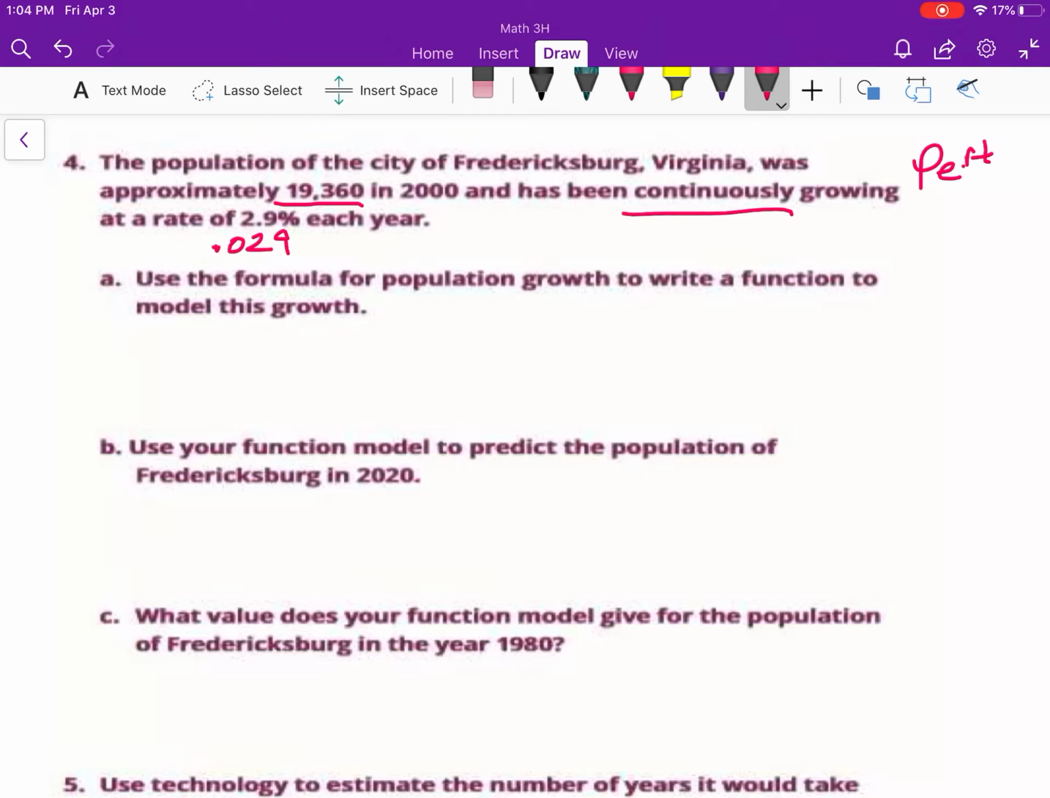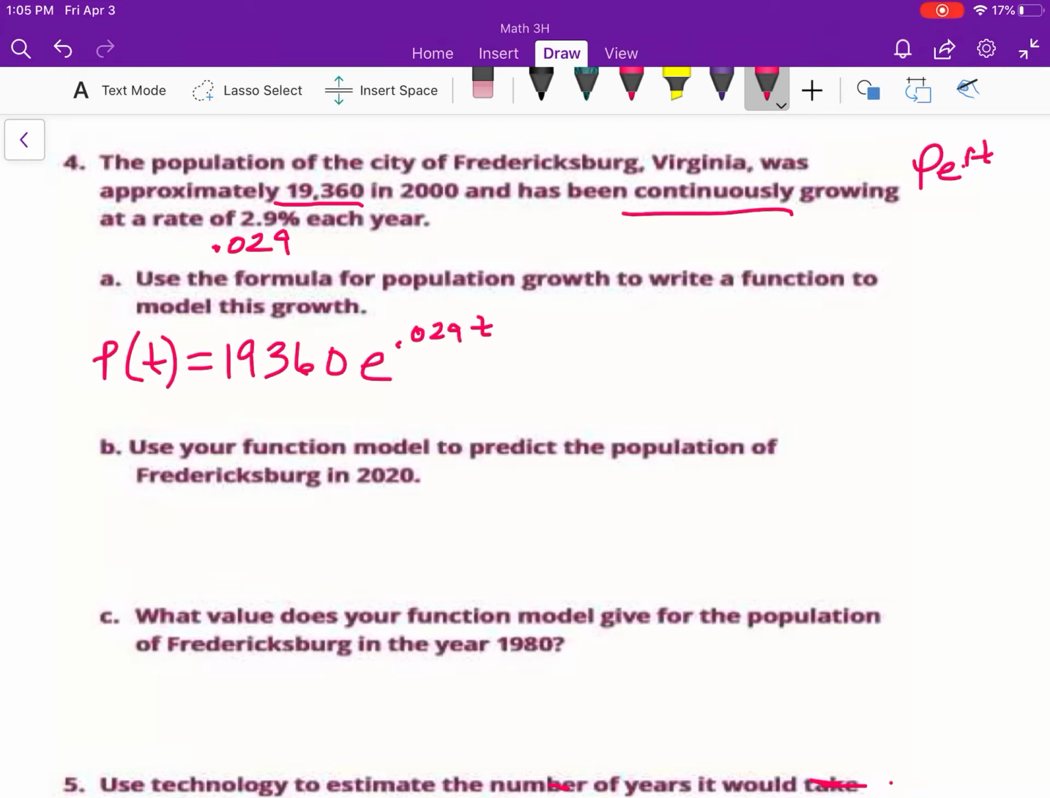Okay, well, simple as what we're dealing with. We'll use P of t this time. We'll use our PERT. So 19,360 e. The rate is 0.029 t. See, I think the continuous ones are almost easier. All you're using is a straightforward PERT every time.